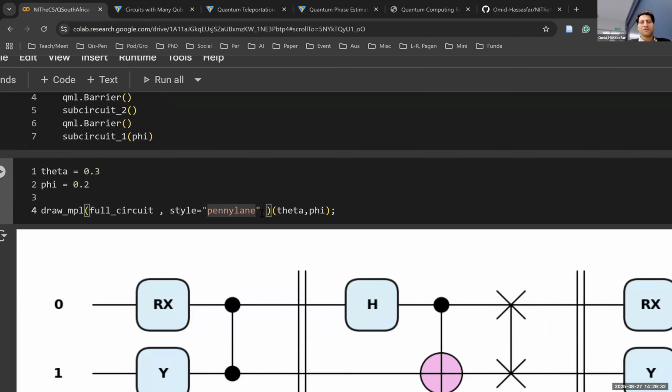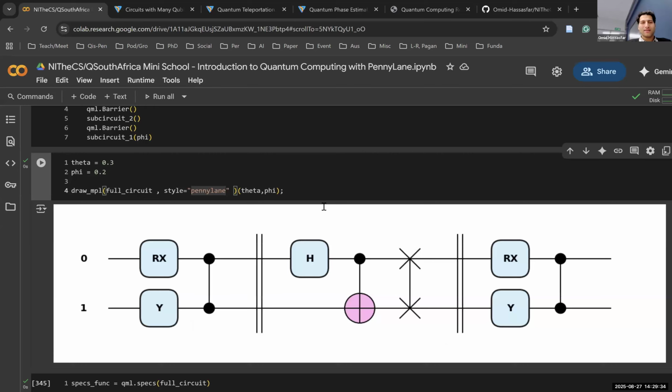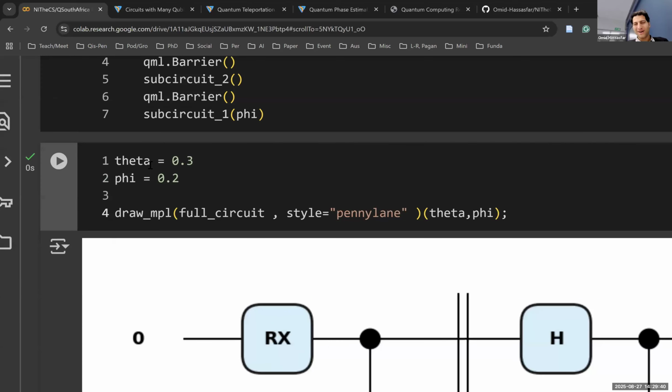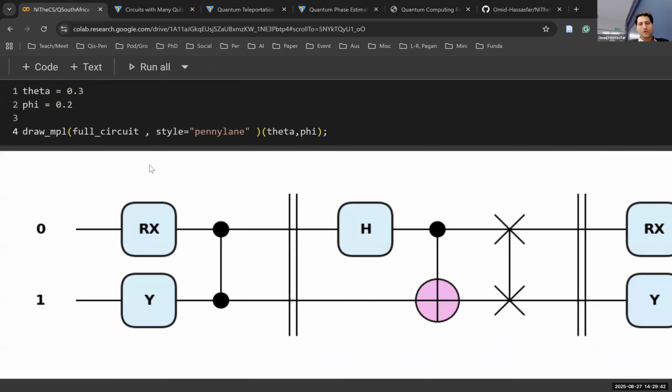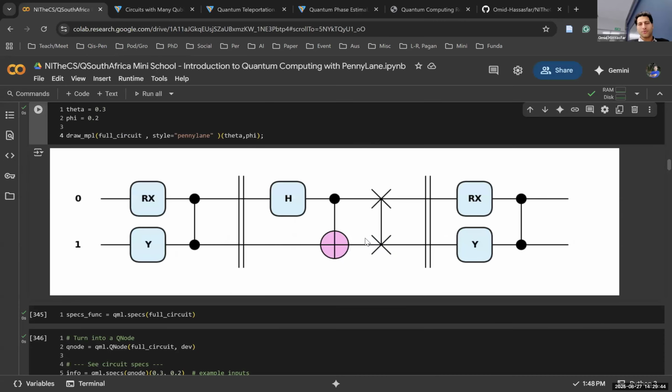And then you can just check what your full circuit is. I recommend you use the PennyLane style, and the theta and phi. I define theta and phi here. This is based on radians, it's not degrees, keep in mind. And then you can see this is your sub-circuit number 1, this is your sub-circuit number 2, and this is your sub-circuit number 1 again.